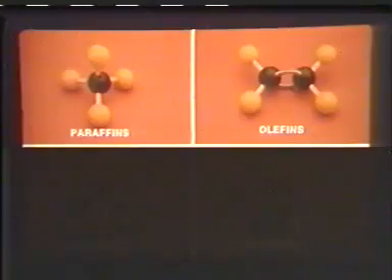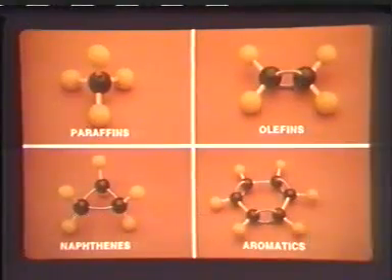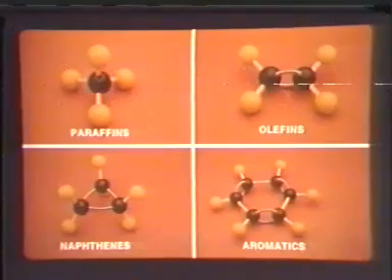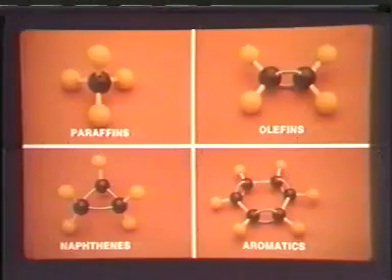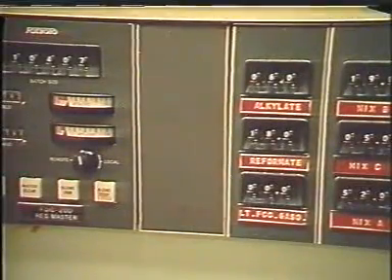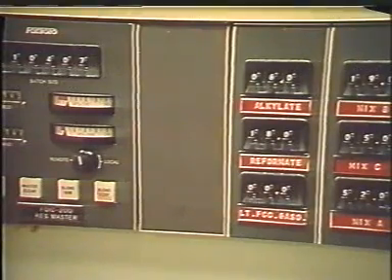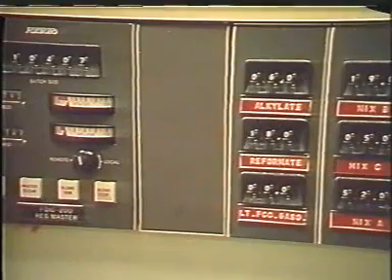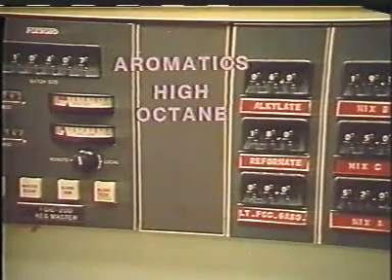Basically, hydrocarbons can be grouped into 4 major series or classes according to the way they are structured. These are the paraffins, olefins, naphthenes, and aromatics. The hydrocarbons within each class have bonded together in a similar manner and have many of the same characteristics. In terms of gasoline blending, the characteristic we are most concerned with is octane number, and the highest octane numbers are found in the aromatic class of hydrocarbons.